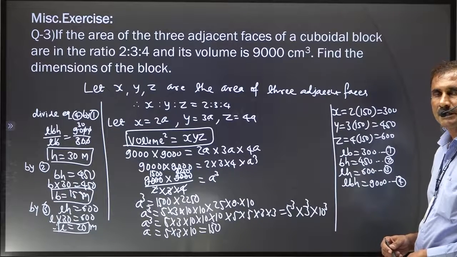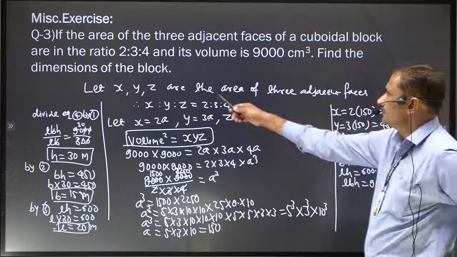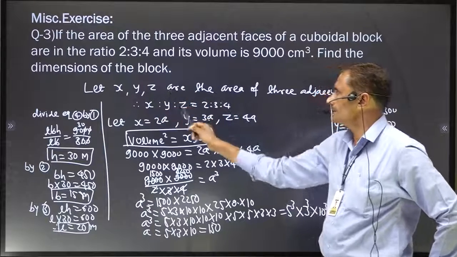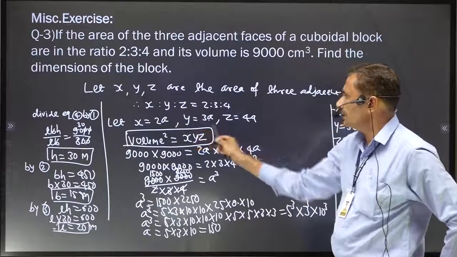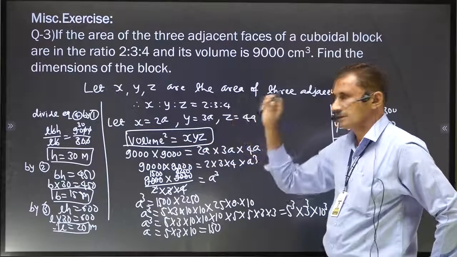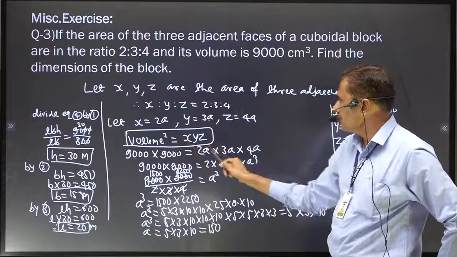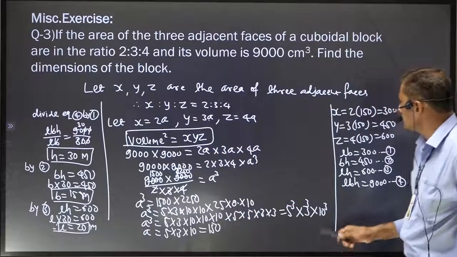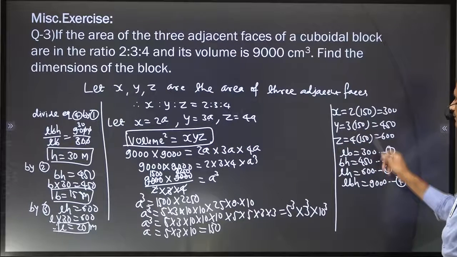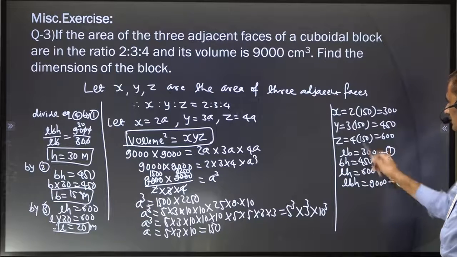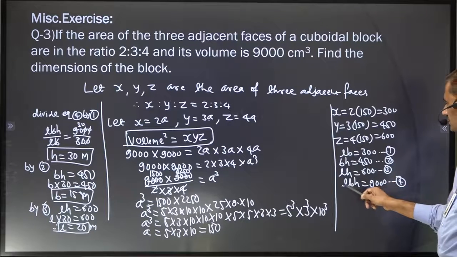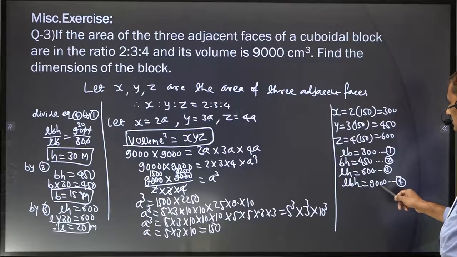Okay, first I explain again. First of all, this is given area. It means the ratio of area is given, so we suppose areas X, Y, Z. So now we suppose area x equal to 2a, 3a, 4a according to the given ratio. This result we have taken from there. After getting a, we got x as well as y as well as z. But how to solve them? So I have written here the fourth formula also. Actually x is LB, y is BH and this is LH. So the fourth formula I have written: L into B into H equal to 9000, the volume.